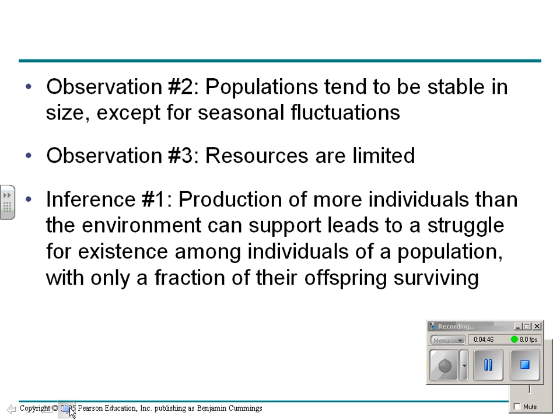Observation number 2, there are seasonal fluctuations in size, but populations tend to stay the same. They don't grow exponentially. Observation number 3 that Darwin made: so what's the limiting factor on populations? Well, we talk about this in ecology in freshman year. Resources are generally the limiting factor.